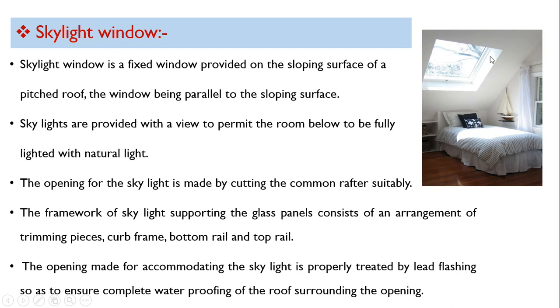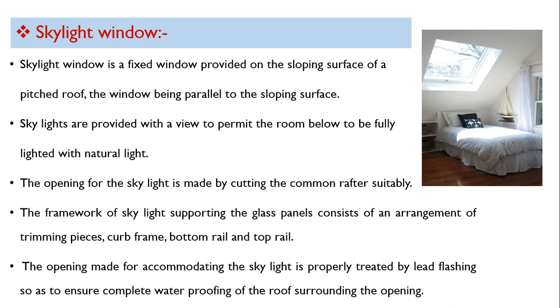A special arrangement is made: purlins are cut to suit the size of the window, and then the windows are fixed. That is called a skylight window. Skylights are provided to permit the room below to be fully lighted with natural light. The opening for the skylight is made by cutting the common rafter suitably, depending upon the size of the window.